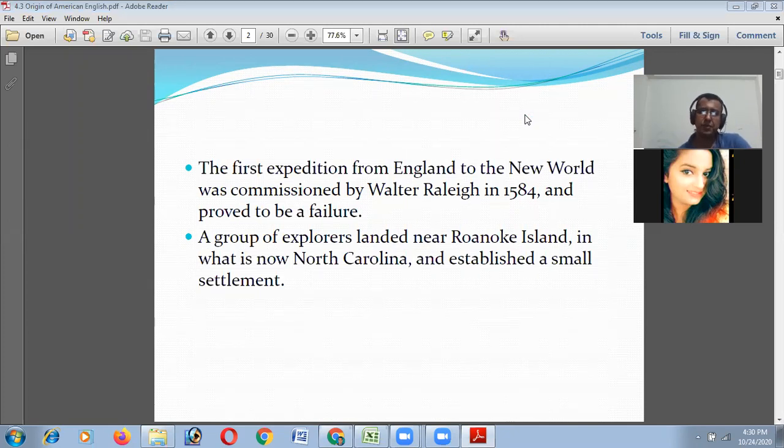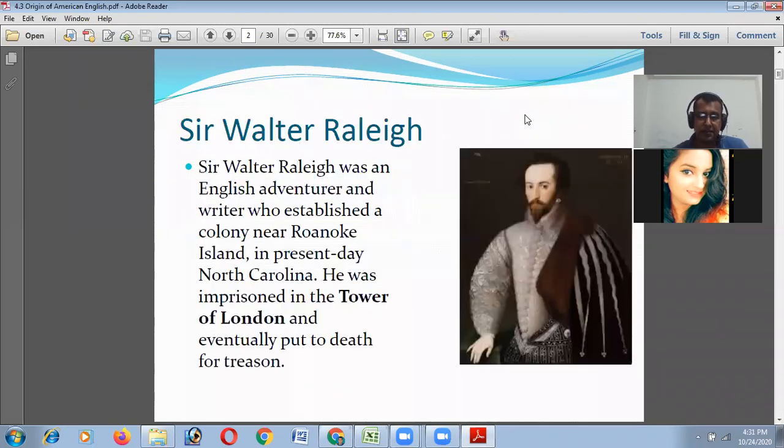Next time, a group of explorers landed near Roanoke Island in what is now North Carolina and established a small settlement. So the first time the British colonial power started to go to America was 1584, by the expedition done by Walter Raleigh. He was an English adventurer and writer who established a colony near Roanoke Island in present-day North Carolina.